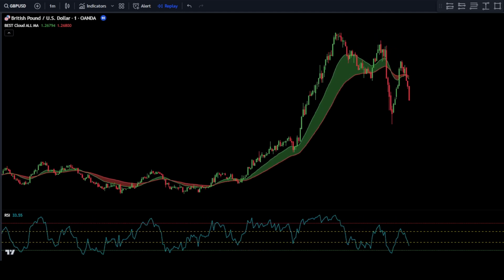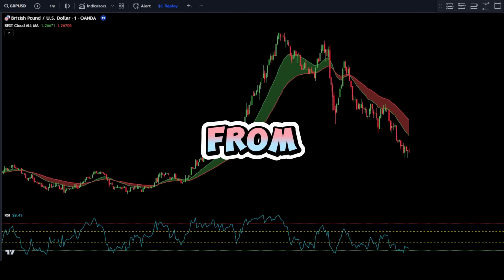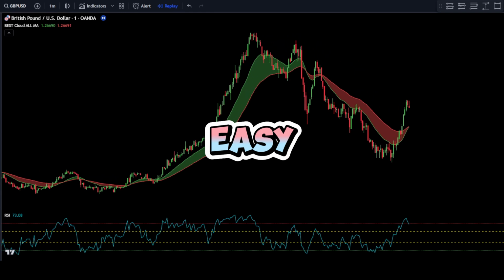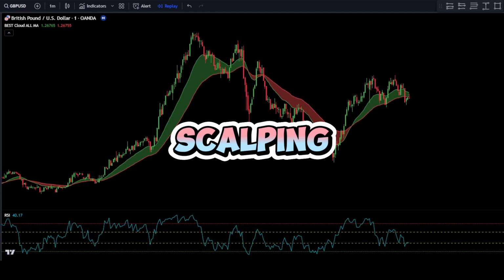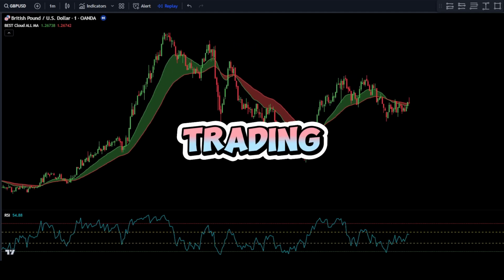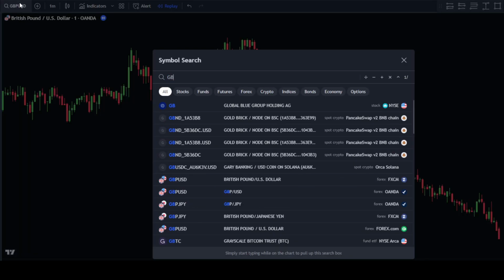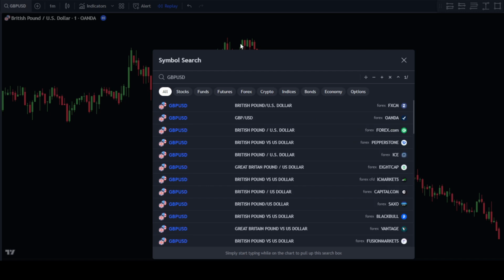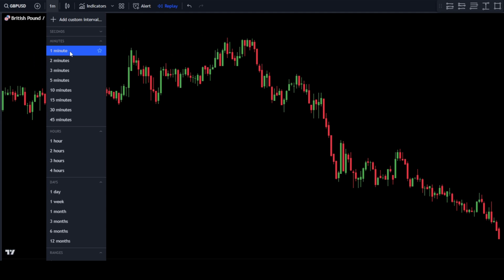Let's get started. This scalping strategy will use two free indicators from TradingView that are very powerful and easy to use, even if you are a beginner trader. To use this scalping strategy, you can go to TradingView. In this example, we will use this scalping strategy for forex trading. Now, set the pair to GBP-USD. Then set the time frame to 1 minute.